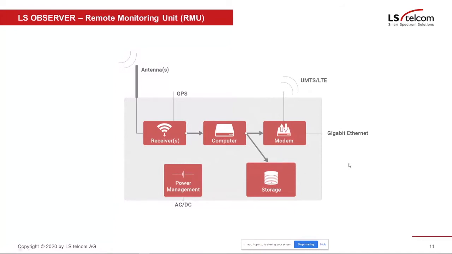With this large internal storage, the philosophy of LS Observer is to permanently record everything. So the spectrum, for example, from 9 kilohertz up to 6 gigahertz or even up to 18 gigahertz, you can permanently record on the local device. You do not need a permanent network connection. No data is lost. You simply connect to the monitoring unit when you want. For example, when you come to the office in the morning and display or download the data of the last night.